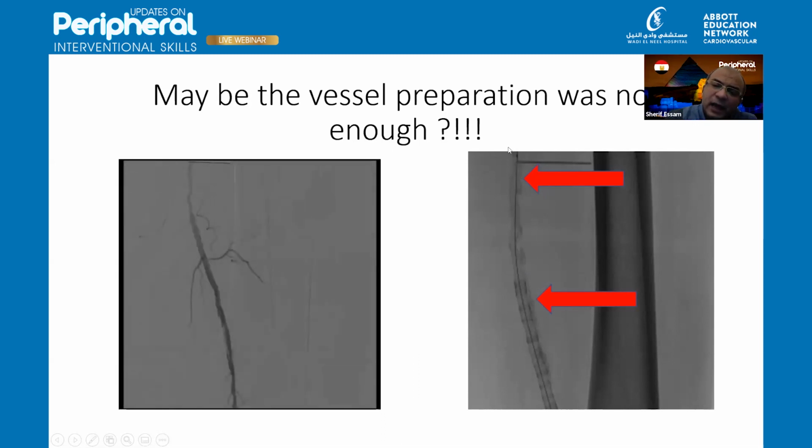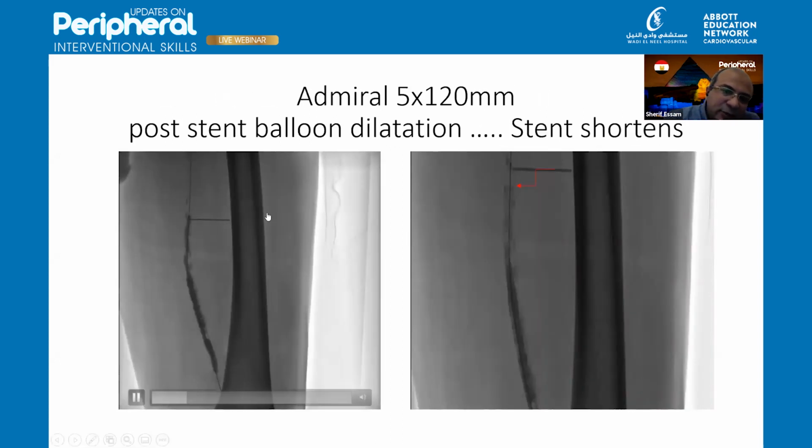That's a problem of deployment. The vessel was not properly prepared in here. That's not shortening now. This is the undeployed proximal part of the stent. Exactly. No, yeah, it's deployed, but it's not fully expanded. So let me go to the next slide to show you what happened.